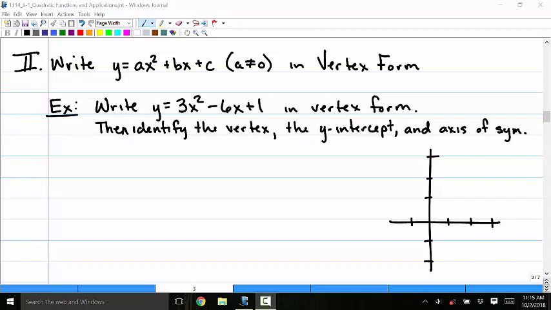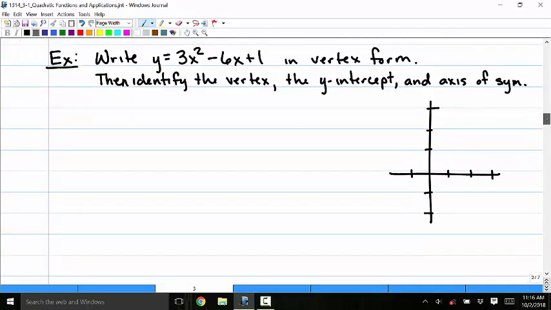Okay, the next concept in this section is converting from standard form, y equals ax squared plus bx plus c, to vertex form, y equals a quantity x minus h squared plus k. Okay, how do you do that? You're gonna have to go complete the square. So let's do it that way first. Then I'm gonna show you an easier way.